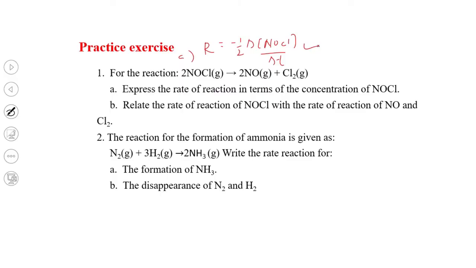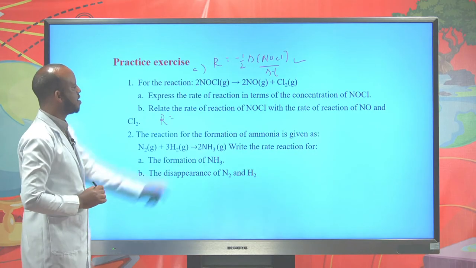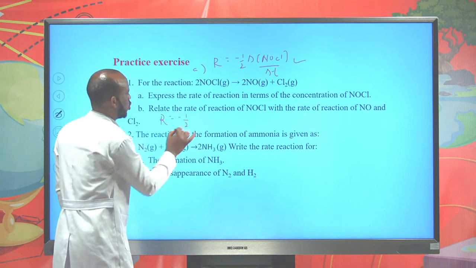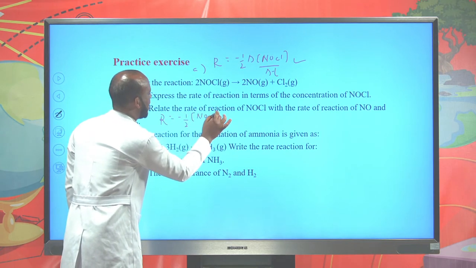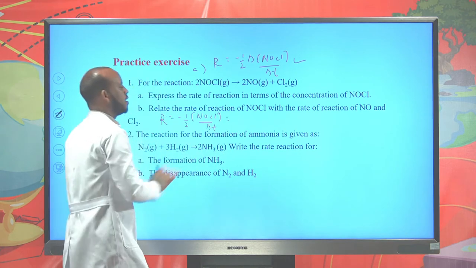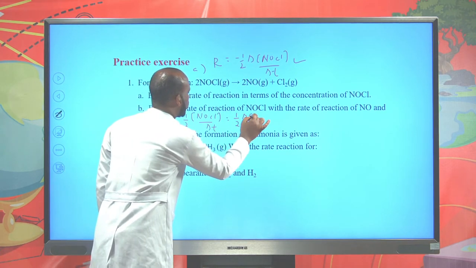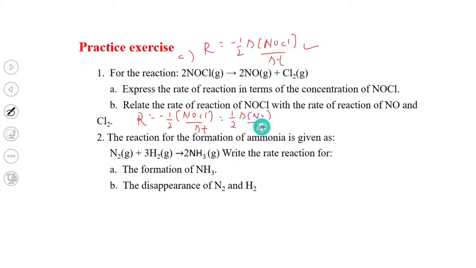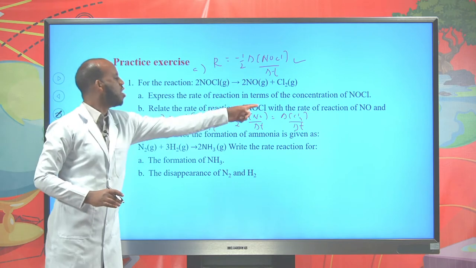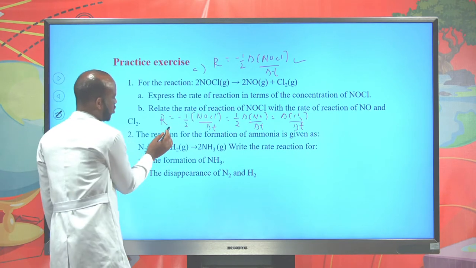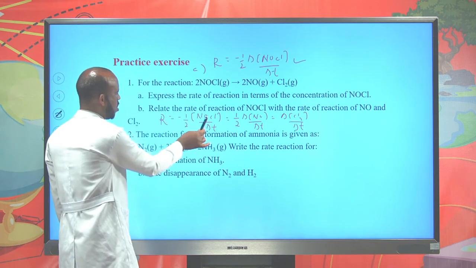B, relate the rate of reaction of NOCl with the rate of reaction of NO and Cl2. Rate equals minus 1 over 2 change in concentration of NOCl divided by change in time, equals 1 over 2 change in concentration of NO divided by change in time, equals change in concentration of Cl2 divided by change in time. Here it says relate the rate of the reaction of NOCl. Now, the rate of the reaction in terms of NOCl is this.